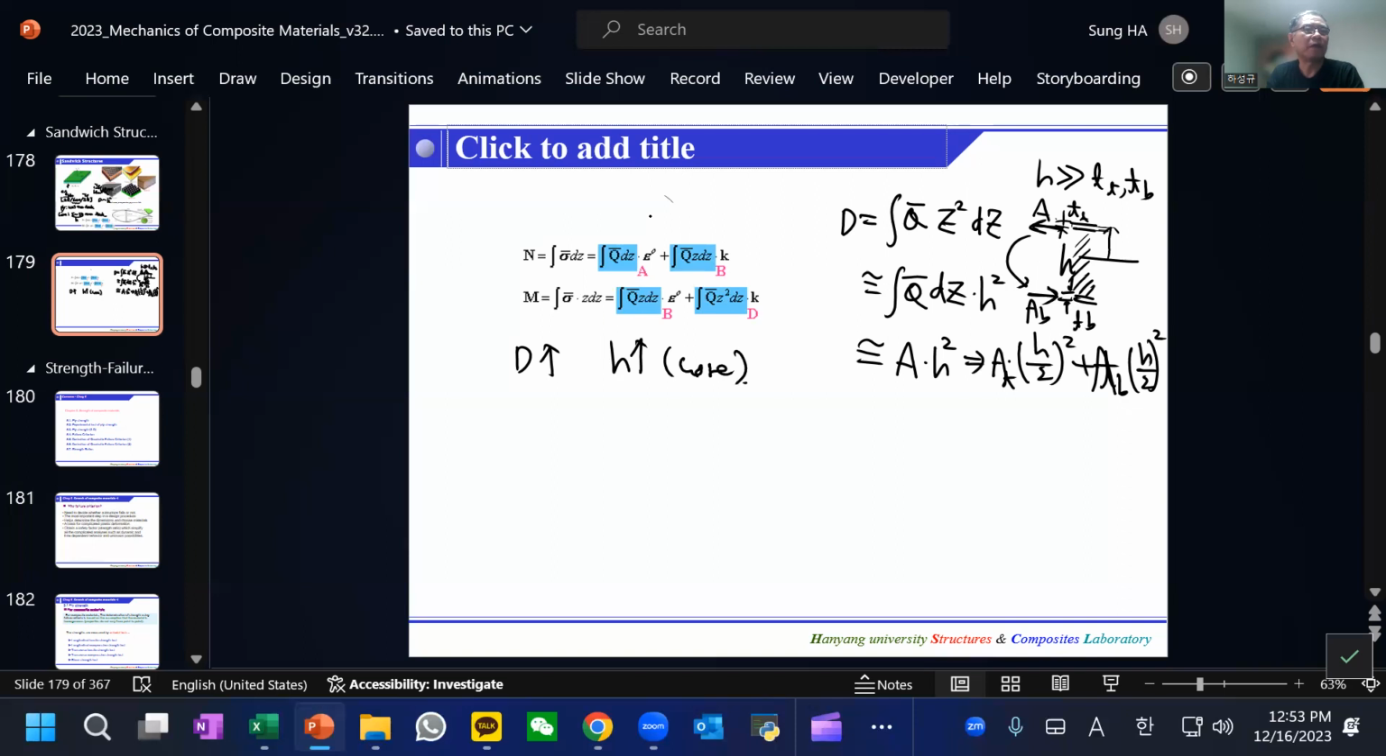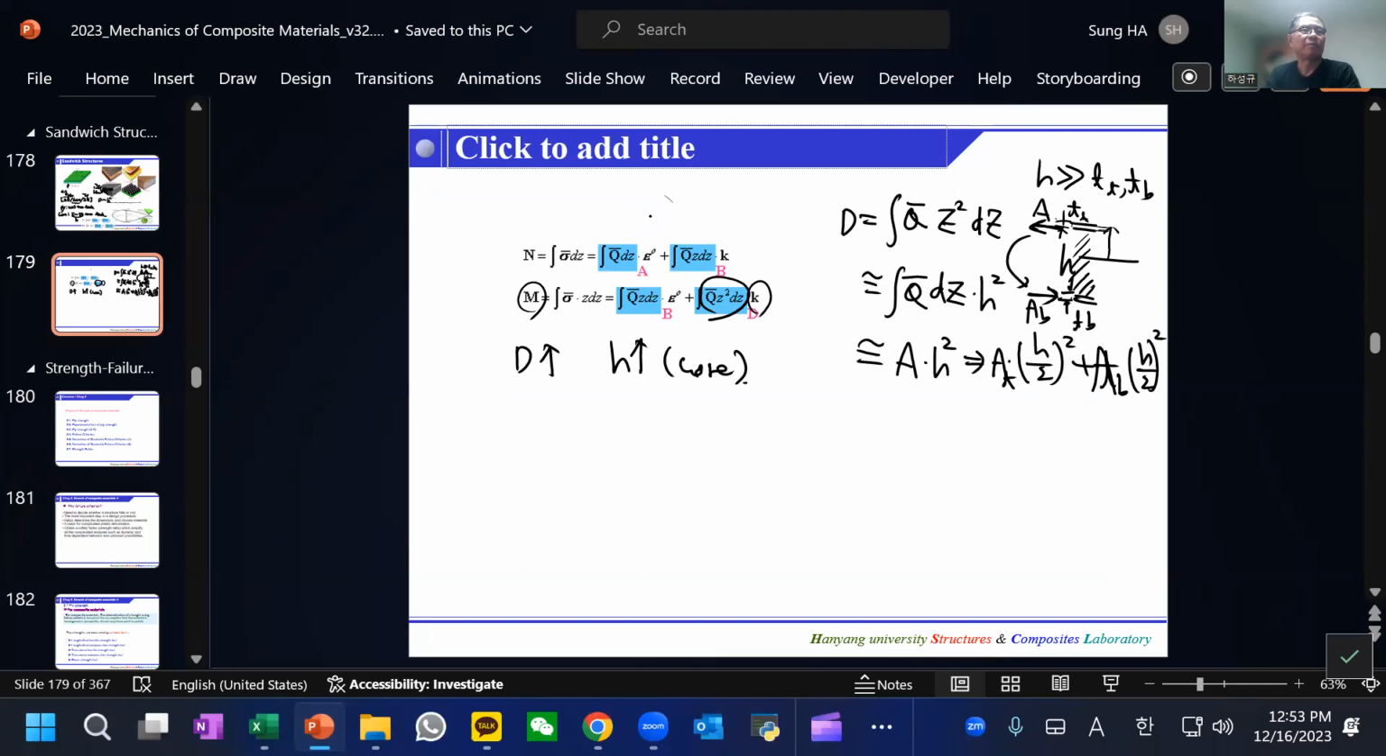So what does it mean? We increase the D. Increasing D means that, for a given moment, the curvature or deformation can be reduced. So bending stiffness is a very important behavior in structures, and we can reduce the deformation. We can also reduce the stresses. We cannot say exactly that it reduces the stresses, but certainly the structural behavior will be very stiff.